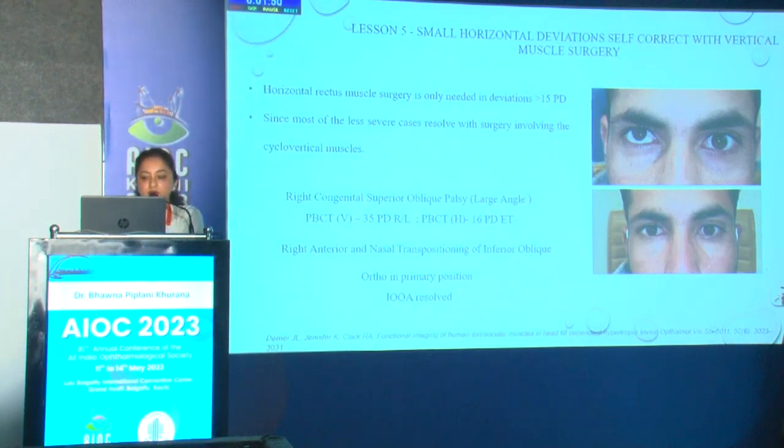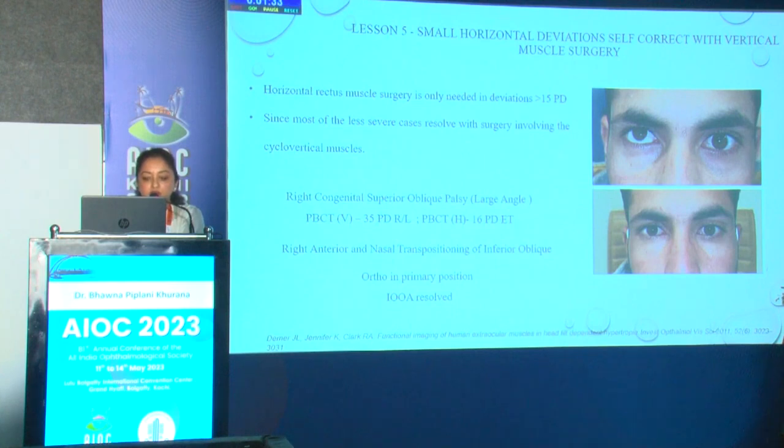Lesson number 5, small horizontal deviations may self-correct with the vertical muscle surgery. So horizontal rectus muscle surgery is only needed in deviations more than 15 PD, which has been observed clinically, since most of the less severe cases may resolve with surgery only involving the cyclovertical muscles.